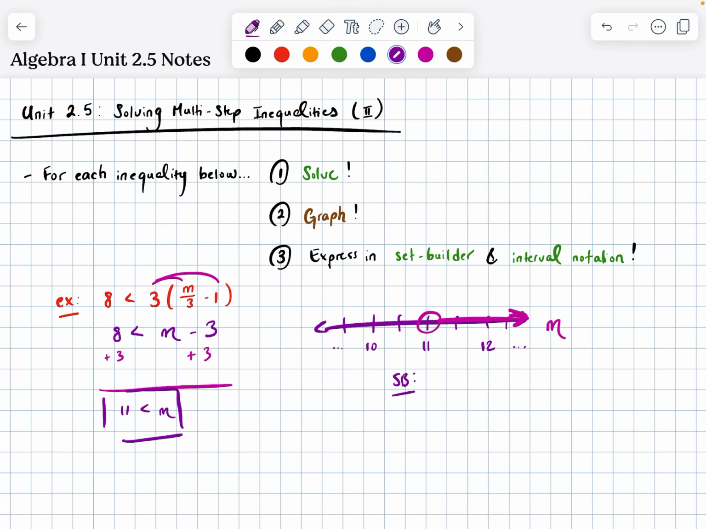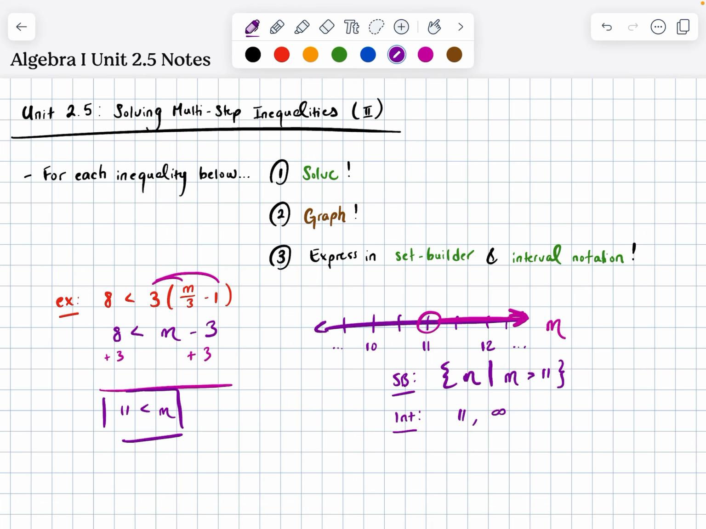For my set builder notation, again, always starts with my squiggle. And then I say m, such that, what criteria do I need to meet? I'll say m is greater than 11. I could also just say the 11 is less than m based on my solved inequality. And then finally, my interval notation. Well, on the left, I start at 11.